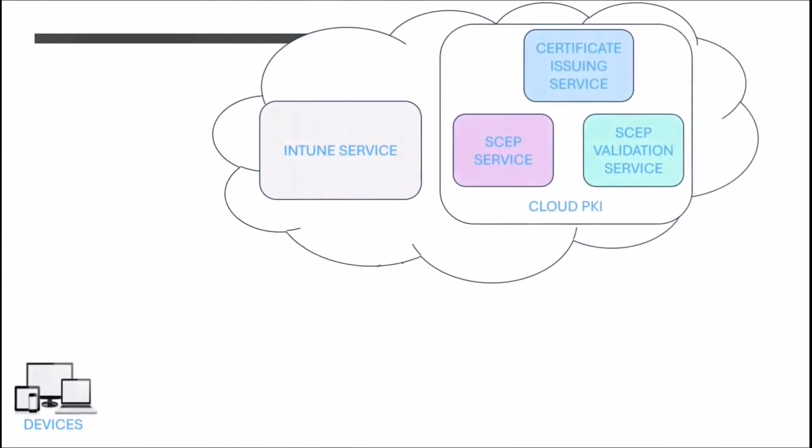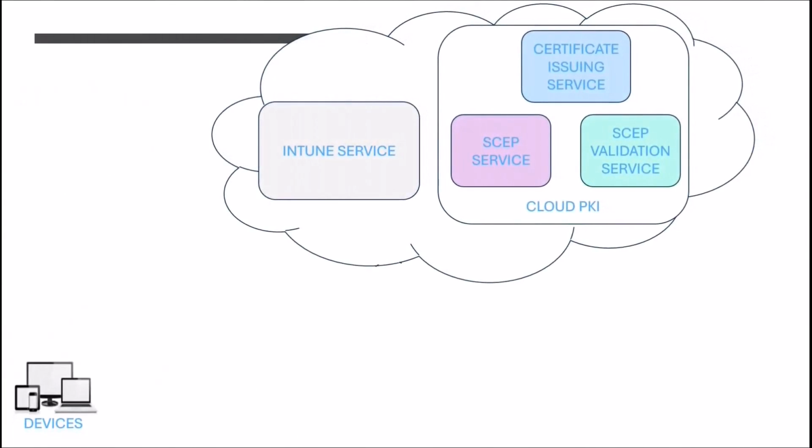Now, let's take a look at the diagram again. Again, we have pretty much the same diagram. Over here we have the device. Over here we have Azure, and in the Azure service we have the Intune service hosted. On the right-hand side, we have the Cloud PKI. Inside Cloud PKI we have three components: the SCEP service, the SCEP validation service, and the certificate issuing service.